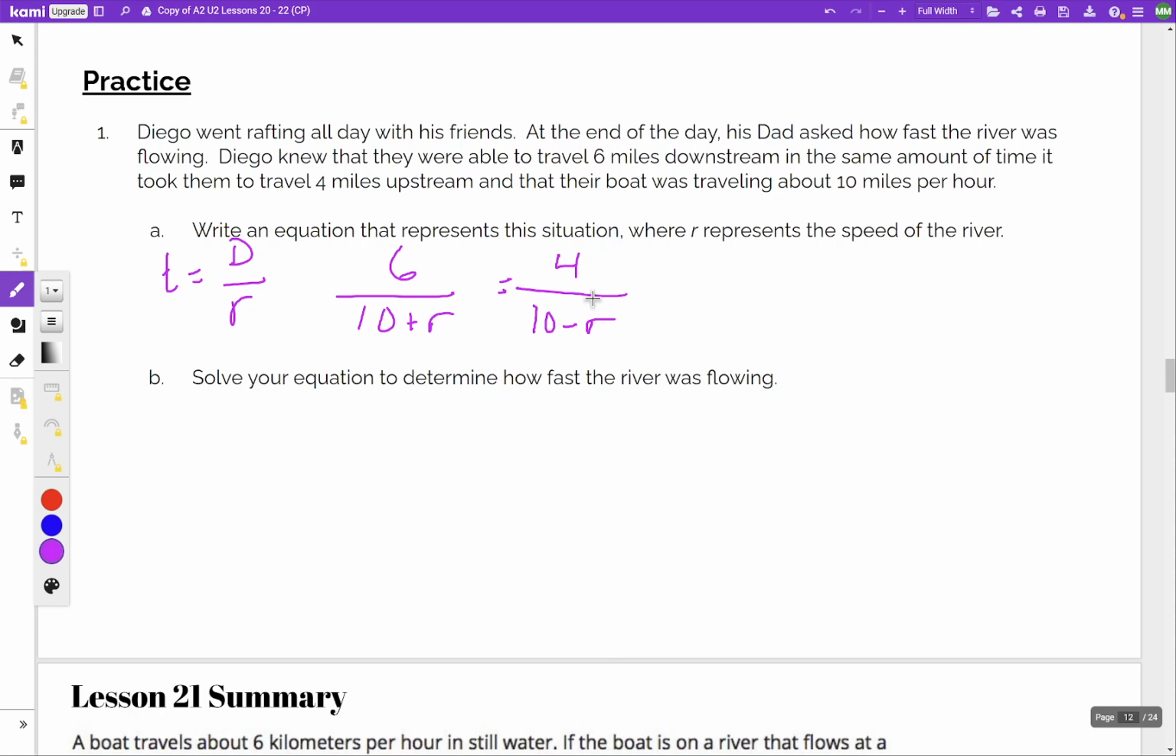And then all we have to do is solve it. So here we could simply cross multiply. And so we get 6 times (10 minus r) equals 4 times (10 plus r).